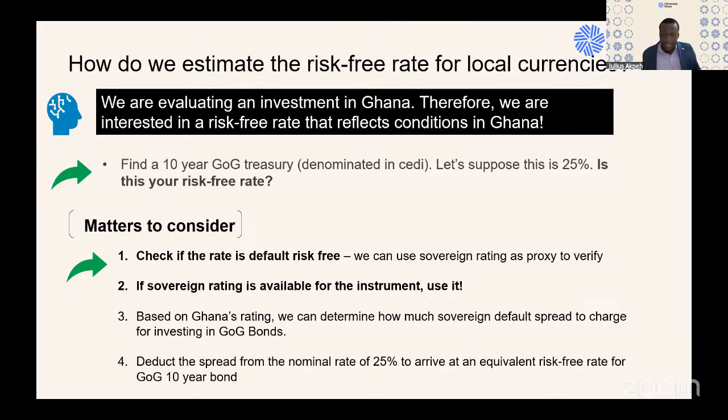Now, let's think about this, guys. Think about the government of Ghana and the bonds it issues. These bonds are not purchased only by you and me in this country. The locals are not the only people who purchase the bonds. The bonds are purchased by foreign investors as well, and we discussed this yesterday. Foreign investors invest in government of Ghana instruments. They buy the city bonds.